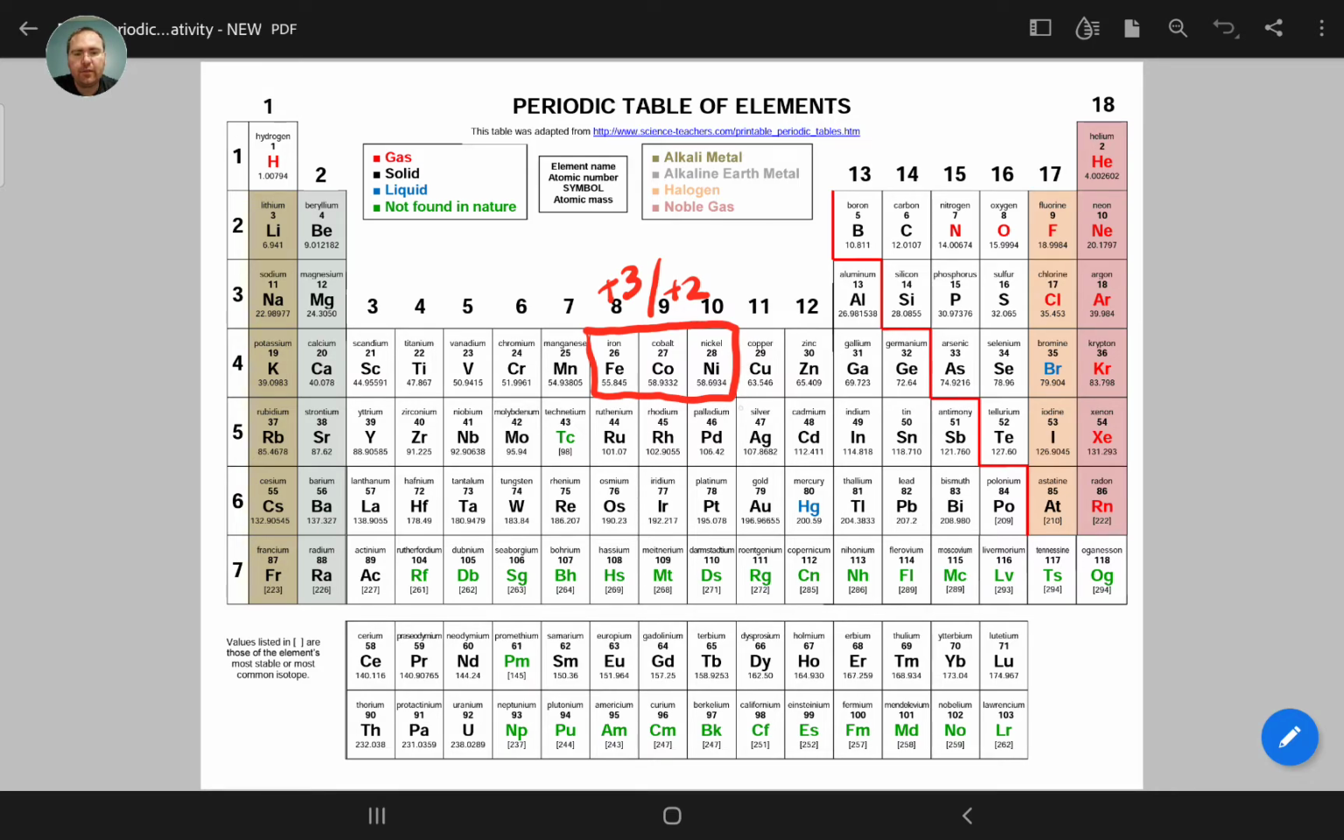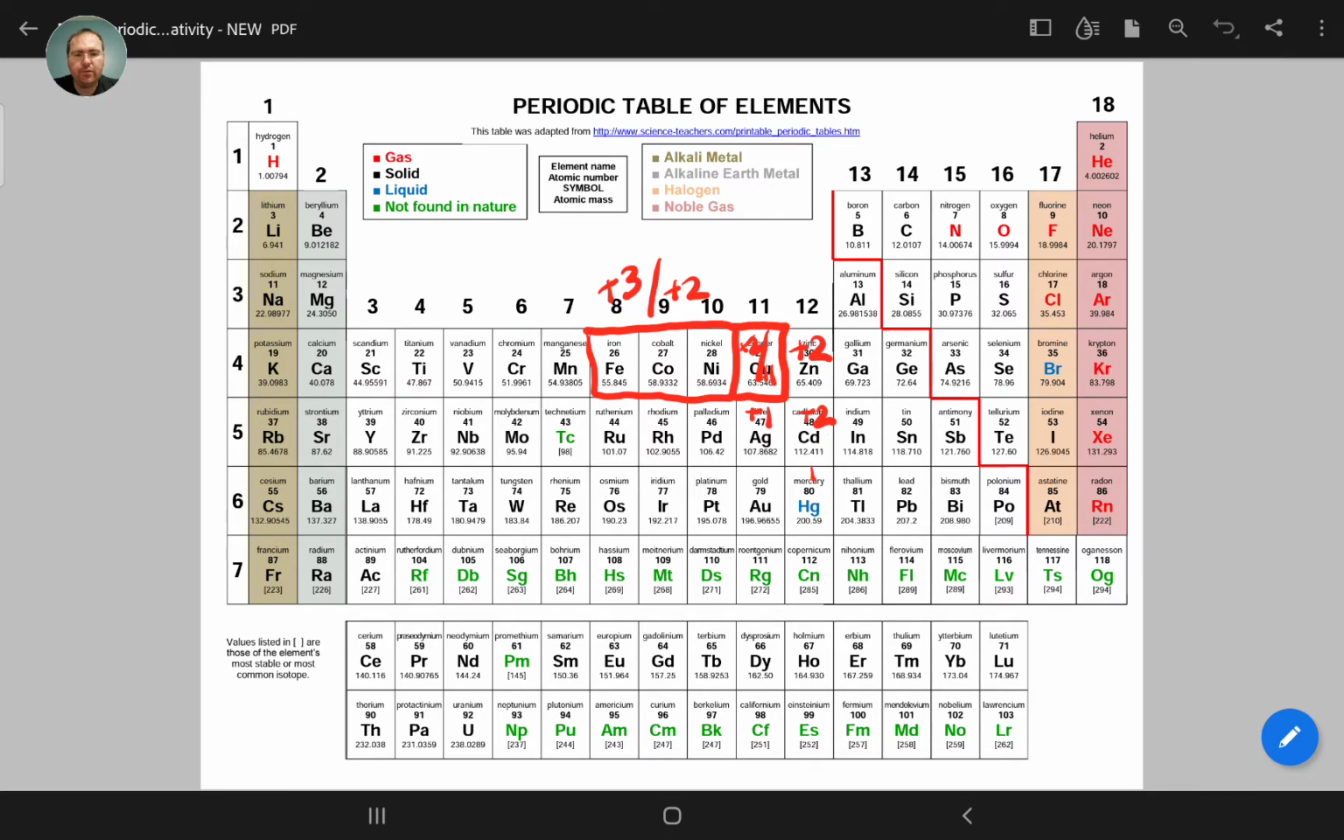Turns out silver likes a +1 only. Cadmium likes a +2 only. Zinc likes a +2 only. And notice this idea with silver. If silver likes a +1, so does copper. The disadvantage of copper is it likes a 2 and a 1. So +2 and +1 is pretty common for a copper.